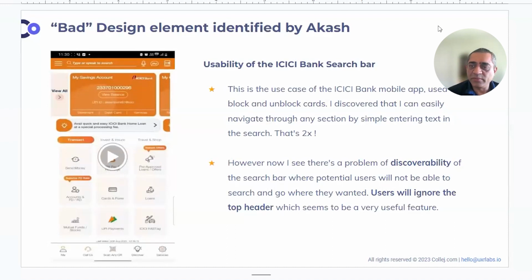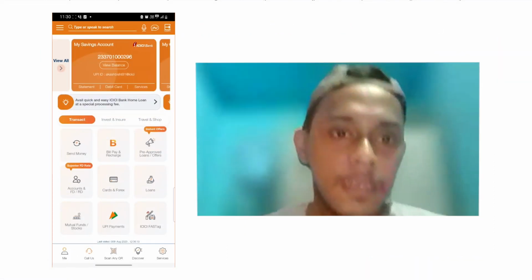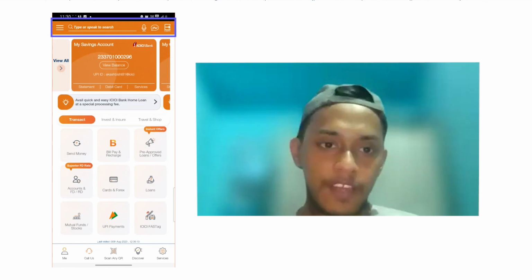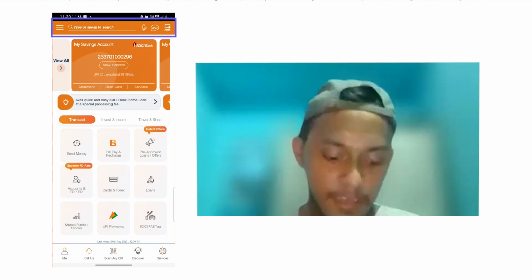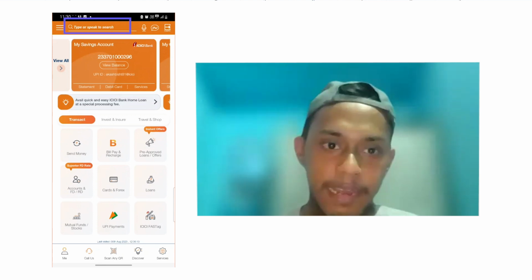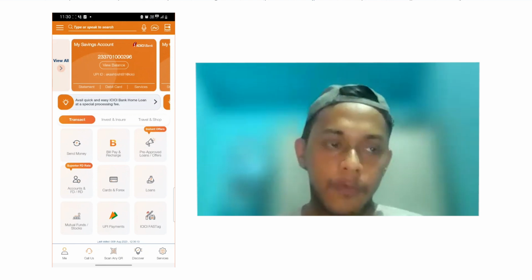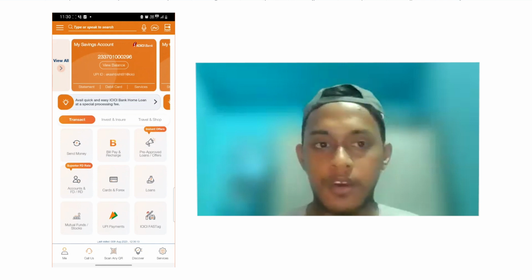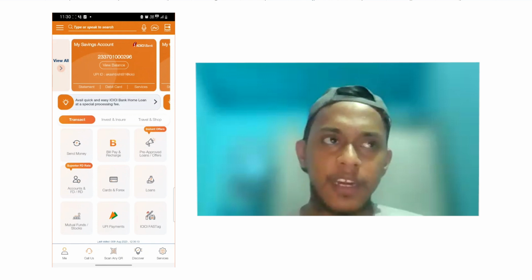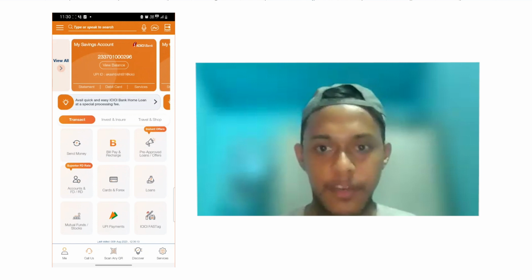So can you explain to us what the problem is? So I'm talking about the top navigation bar of the ICICI mobile app, where I'm specifically talking about the type or speak to search functionality. The use cases are for critical problems where a user wants to quickly do things right in the app. It's like a get-things-done task, right?